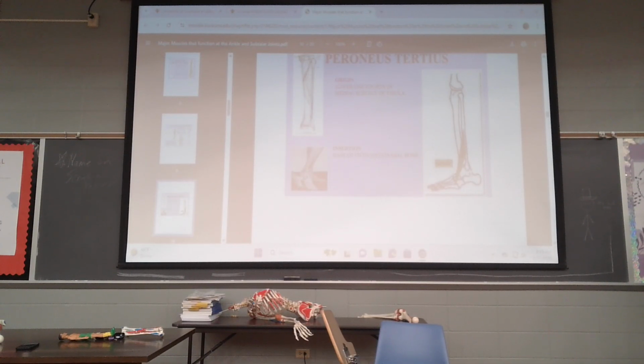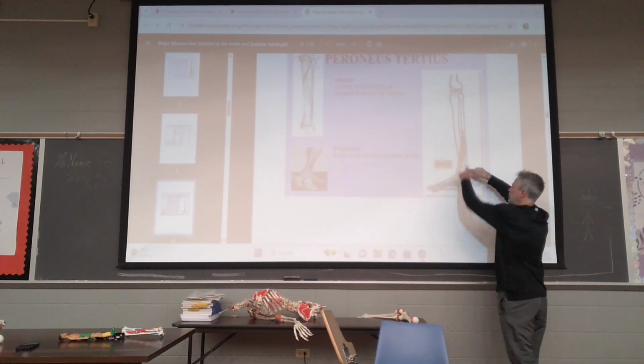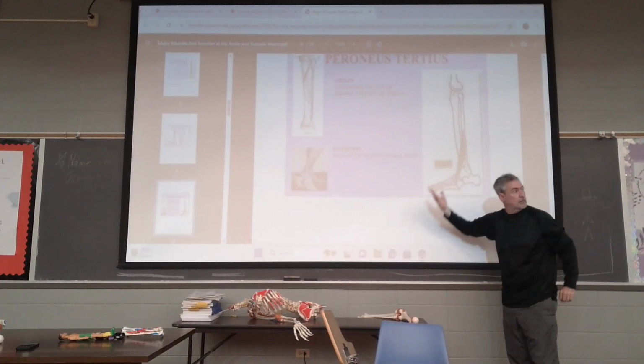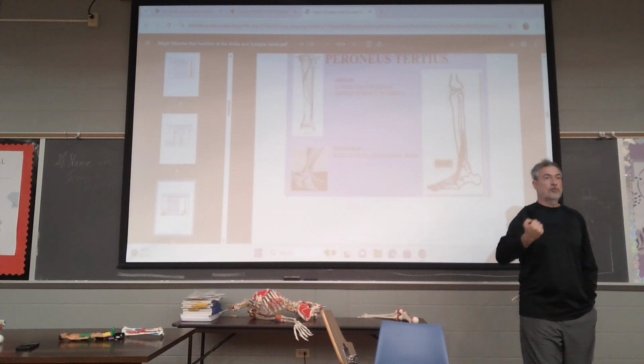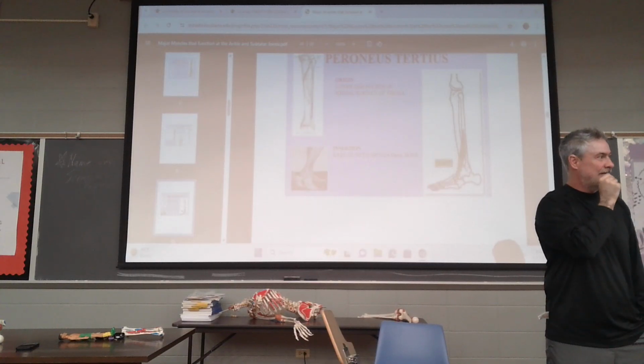So this is a lateral view, right? So we're looking from the side, and the cursor is literally on the bilateral axis. So does this muscle cross in the front or the back? In the front. So is it going to be a dorsiflexor or plantarflexor? Dorsiflex.